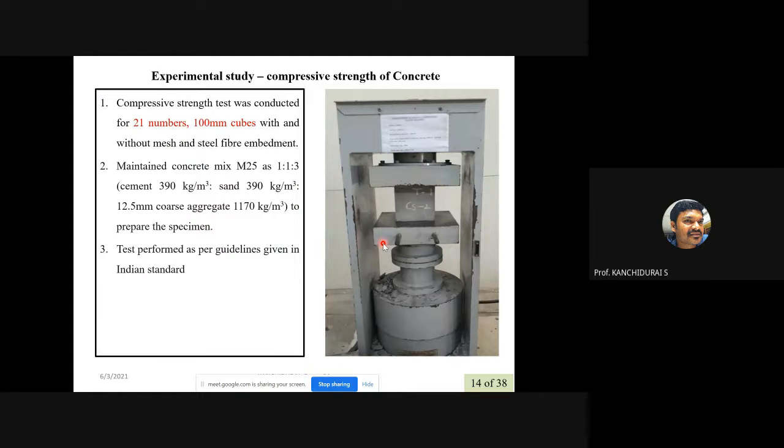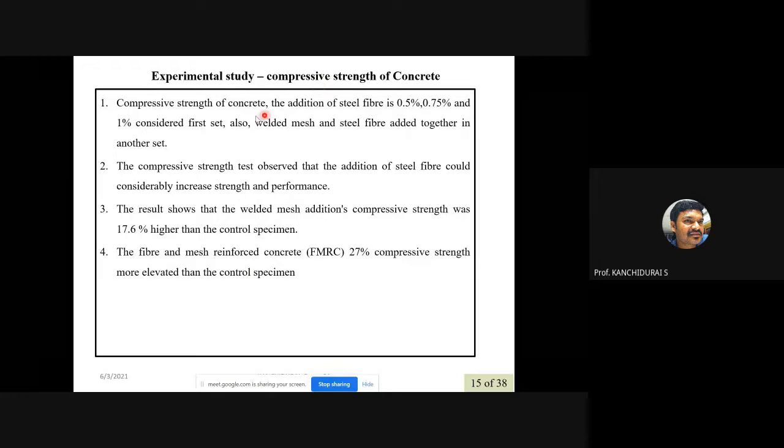The experimental study is first for 21 numbers of 100 mm cubes. M25 is cast as 1:1:3. The trial mix is 390 and 1170 as a proportion of 1:1:3 maintained to make the concrete, and testing is made as per the guidelines given in the Indian Standard. For the compressive strength of the concrete, the addition of steel fiber is designed at 0.5, 0.75 and 1% with respect to the cement weight, and in another set the welded wire mesh and the steel fibers are added together.